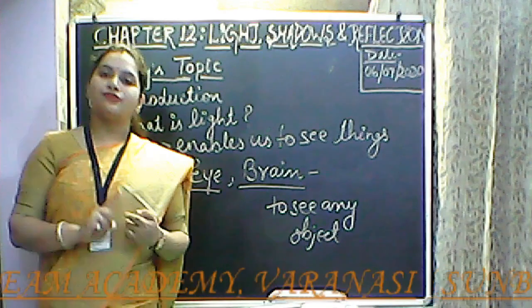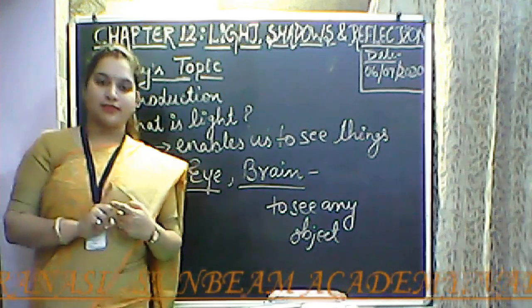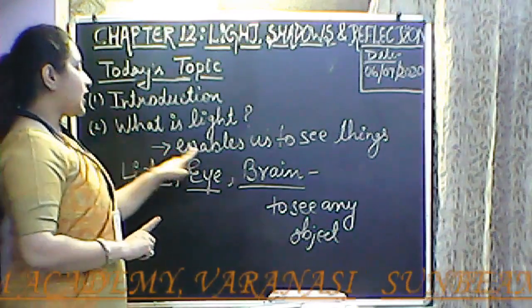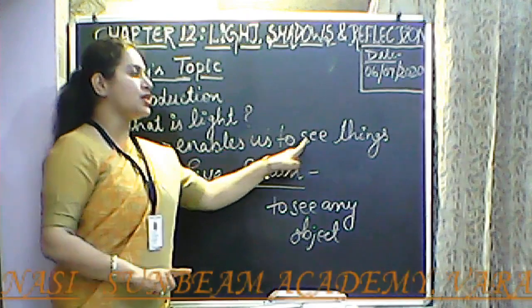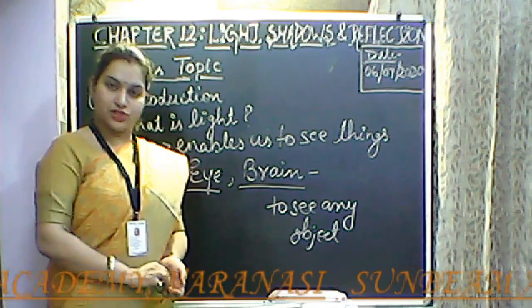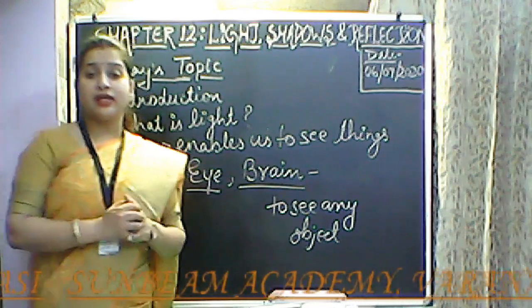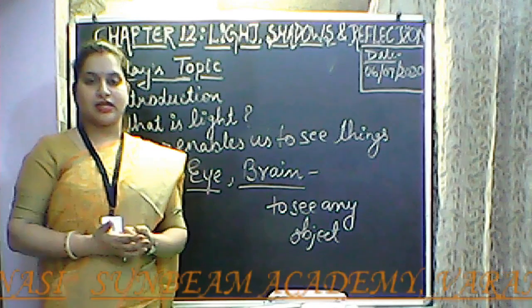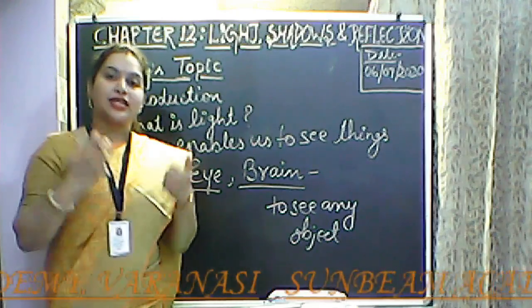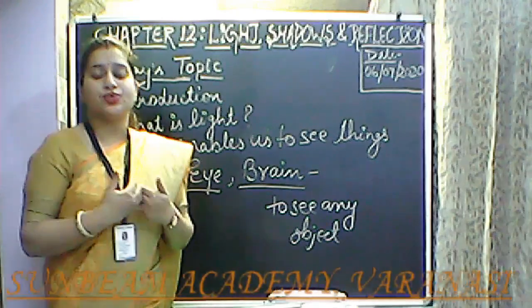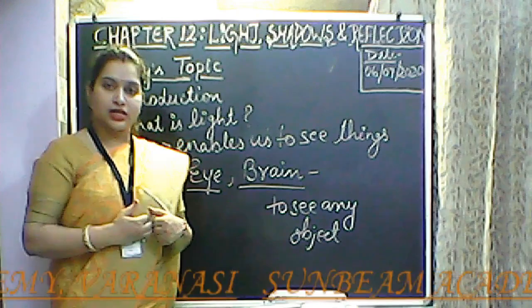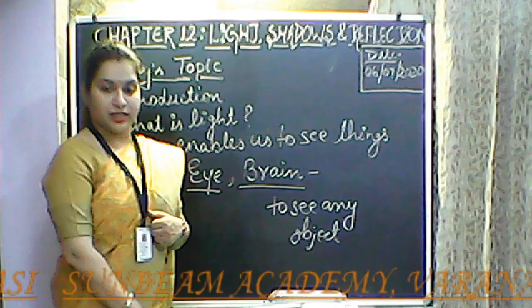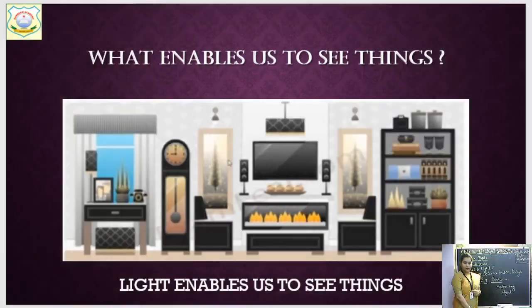Okay, so first what we have learnt is that light enables us to see objects. But now what actually is light? What is there in the light that is enabling us to see all these objects? So again I am sharing the PPT. Let's see what is there.